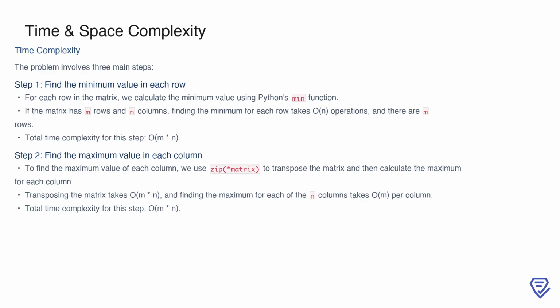Next, we need to find the maximum value in each column. To do this efficiently, we transpose the matrix using zip matrix, which takes m*n time, and then calculate the maximum for each column. With n columns and each requiring m operations, this step also has a time complexity of m*n. So for these first 2 steps, both contribute m*n to the overall time complexity.